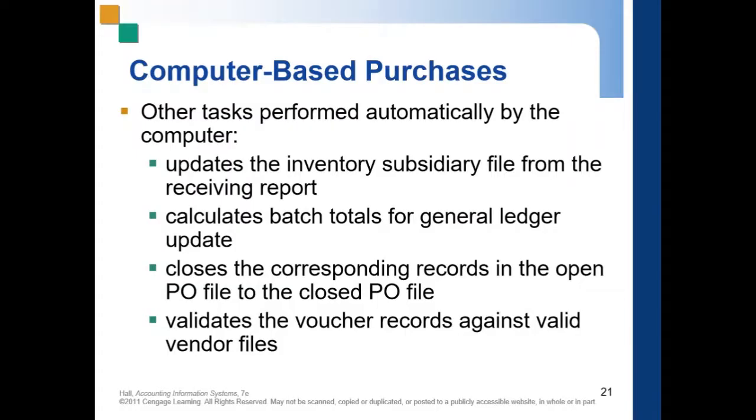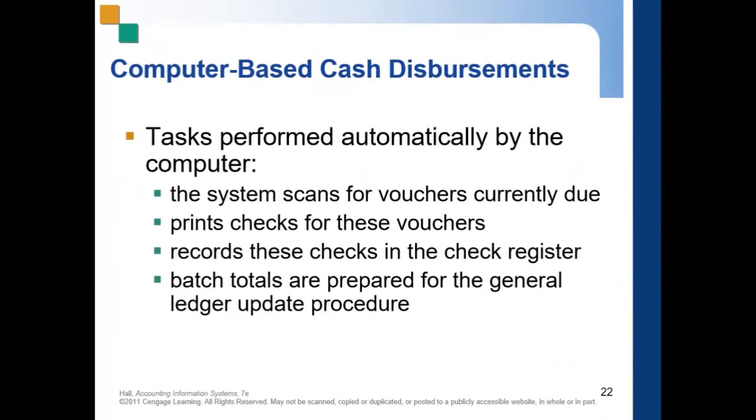So other tasks performed automatically by the computer include updating the inventory subsidiary file from the receiving report. So once the receiving report is received, dili na necessary nga manually maghatag kag receiving report to the person assigned in updating your inventory file, because once the receiving report is inputted in the system, automatic na pod na ma-update ang imong inventory file. It also calculates batch totals for general ledger update. It closes the corresponding records in the open PO file to the closed PO file, and it validates the voucher records against valid vendor files.